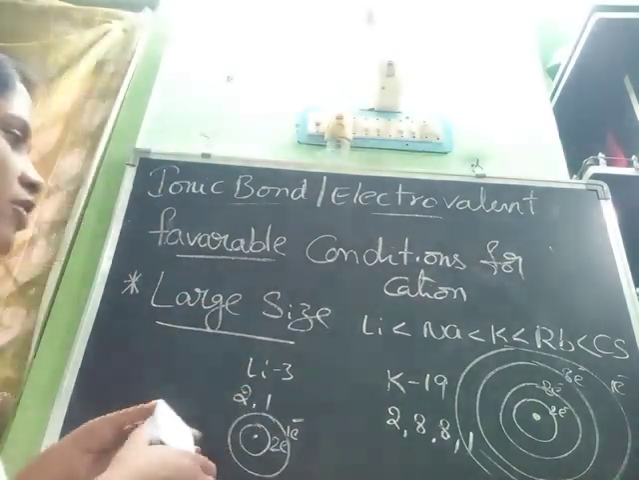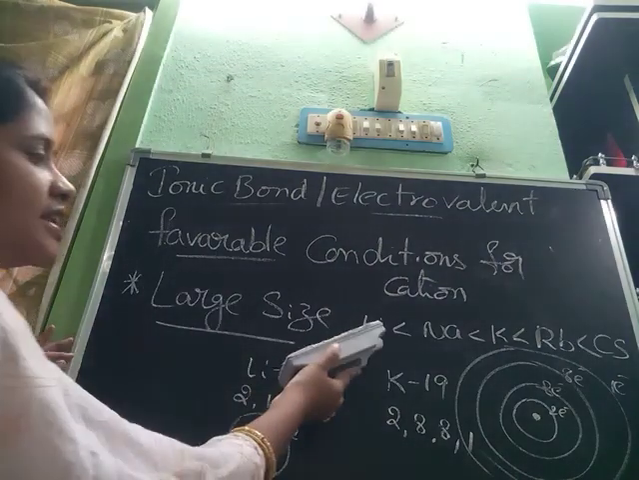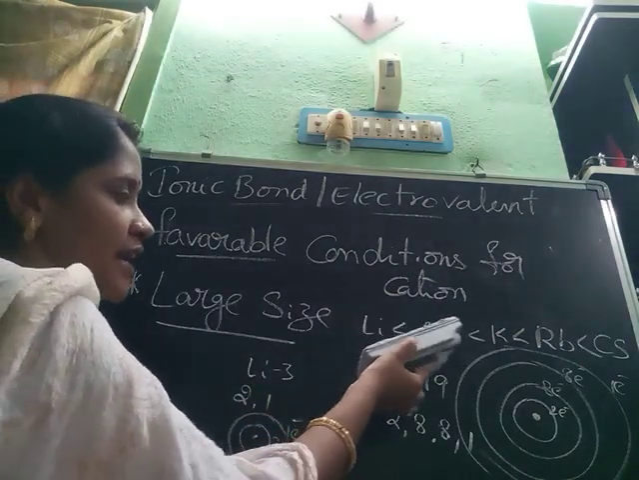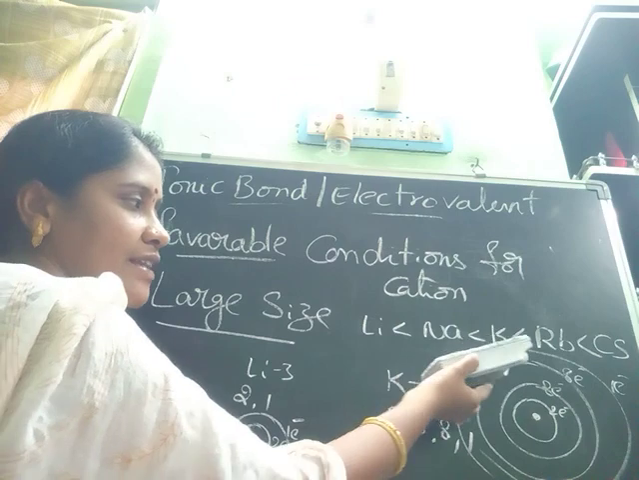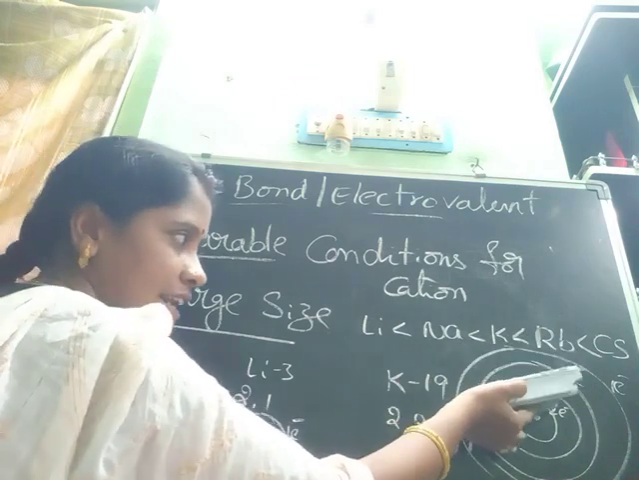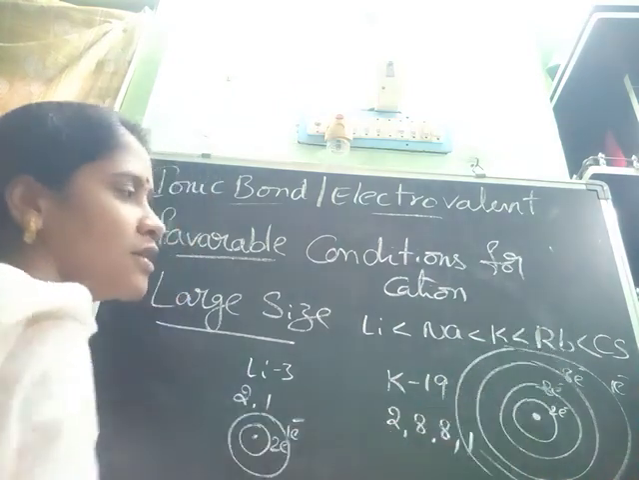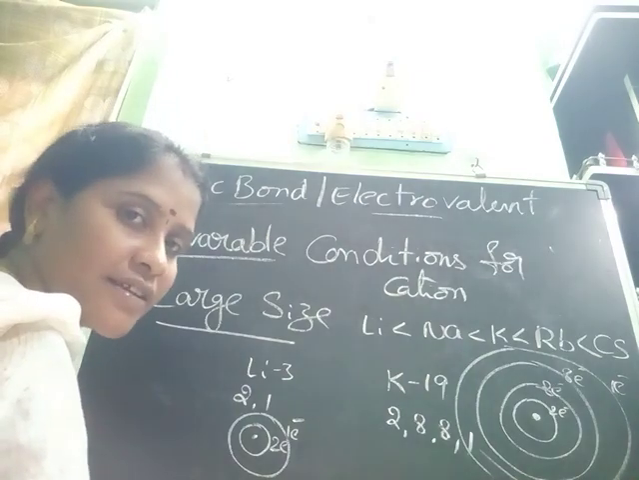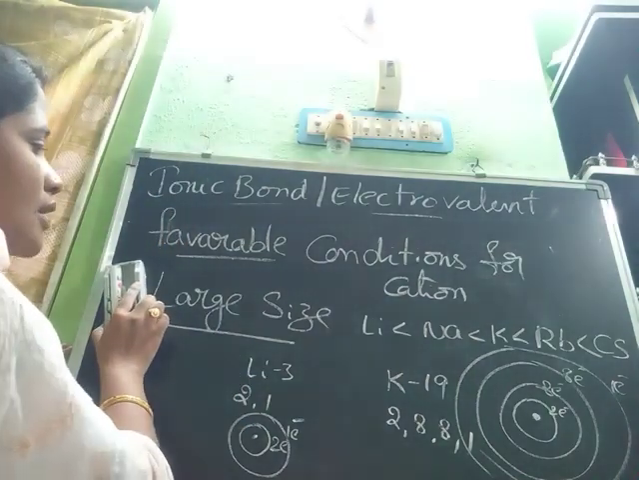That is the first point. That's why lithium has less ionic character than sodium, sodium contains less ionic character than potassium, potassium contains less ionic character than rubidium, rubidium contains less ionic character than cesium. Next one.